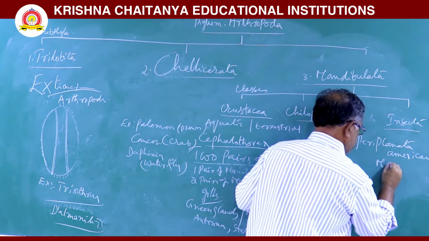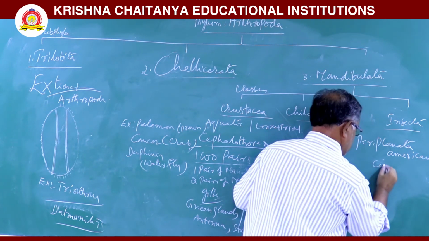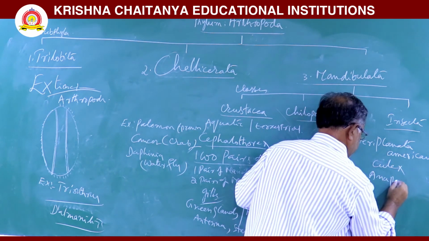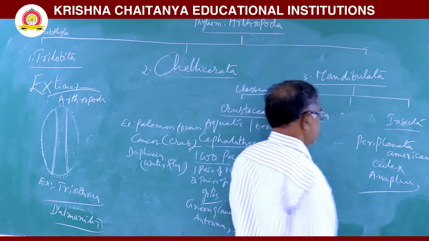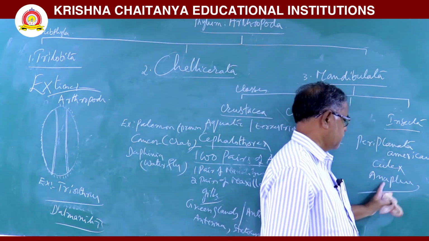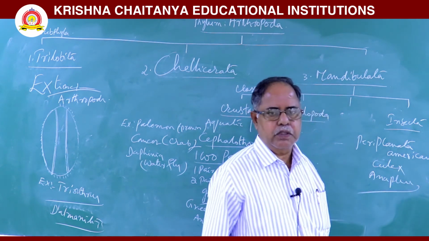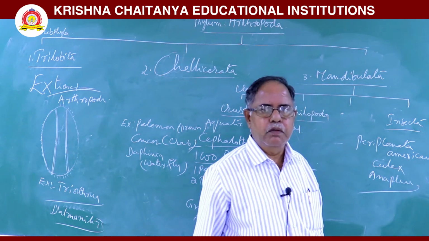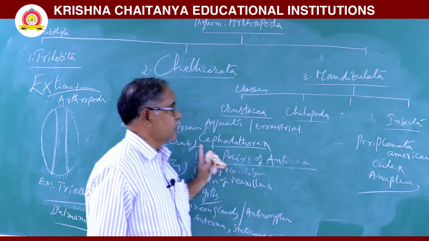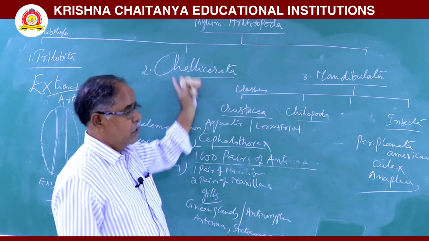Next, examples: Periplaneta americana, Musca, Culex, Anopheles, like that. These are examples for insects. Periplaneta americana, Culex, and Anopheles mosquitoes are some examples for class Insecta. This is the classification of phylum Arthropoda.